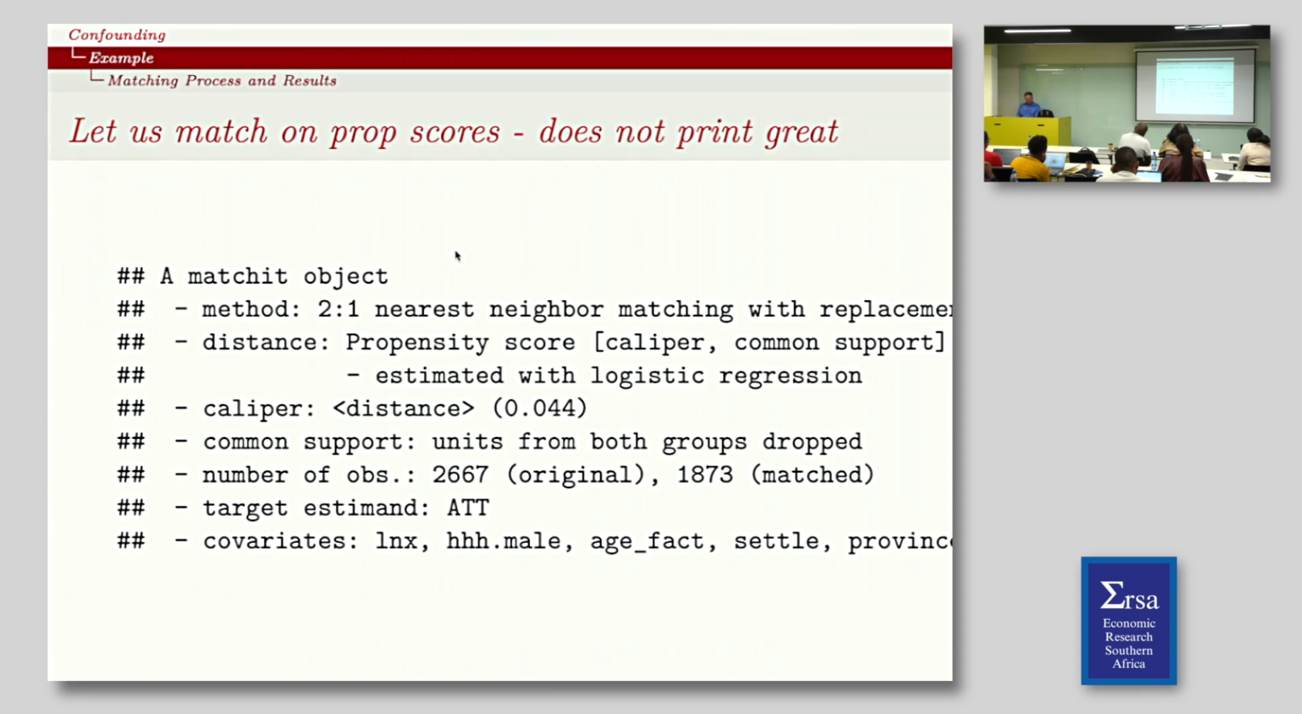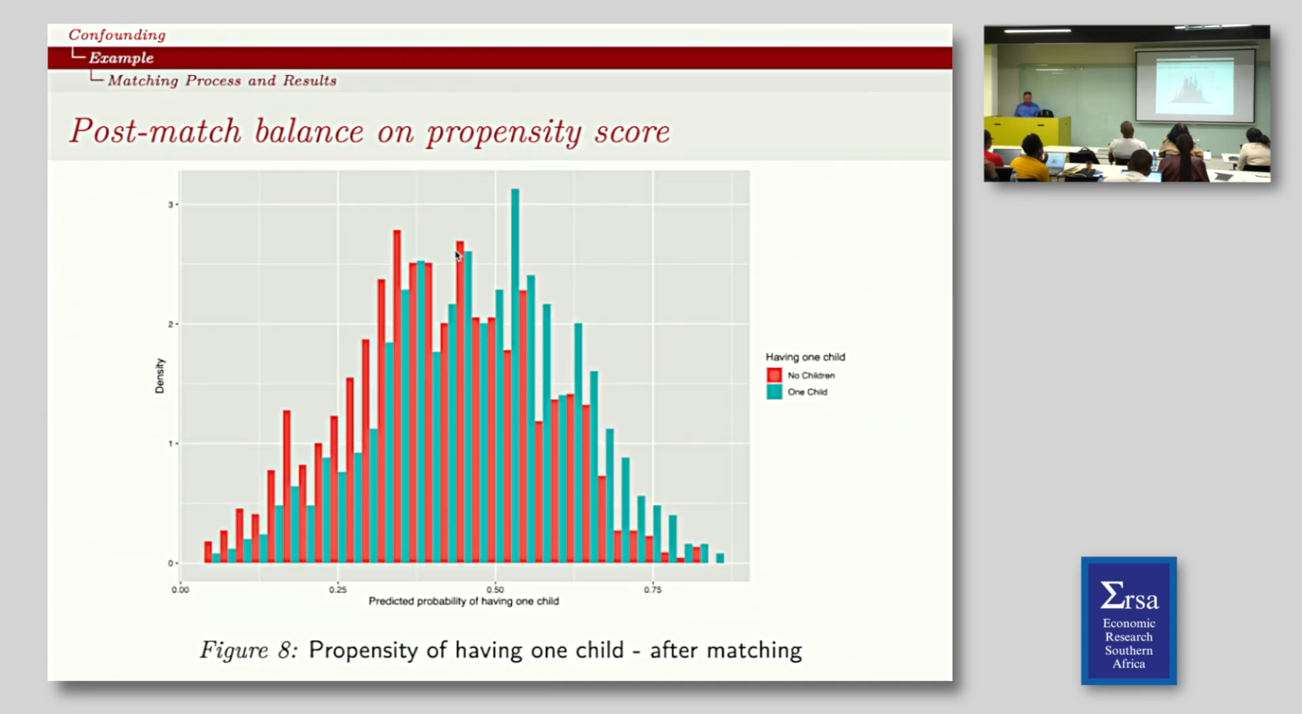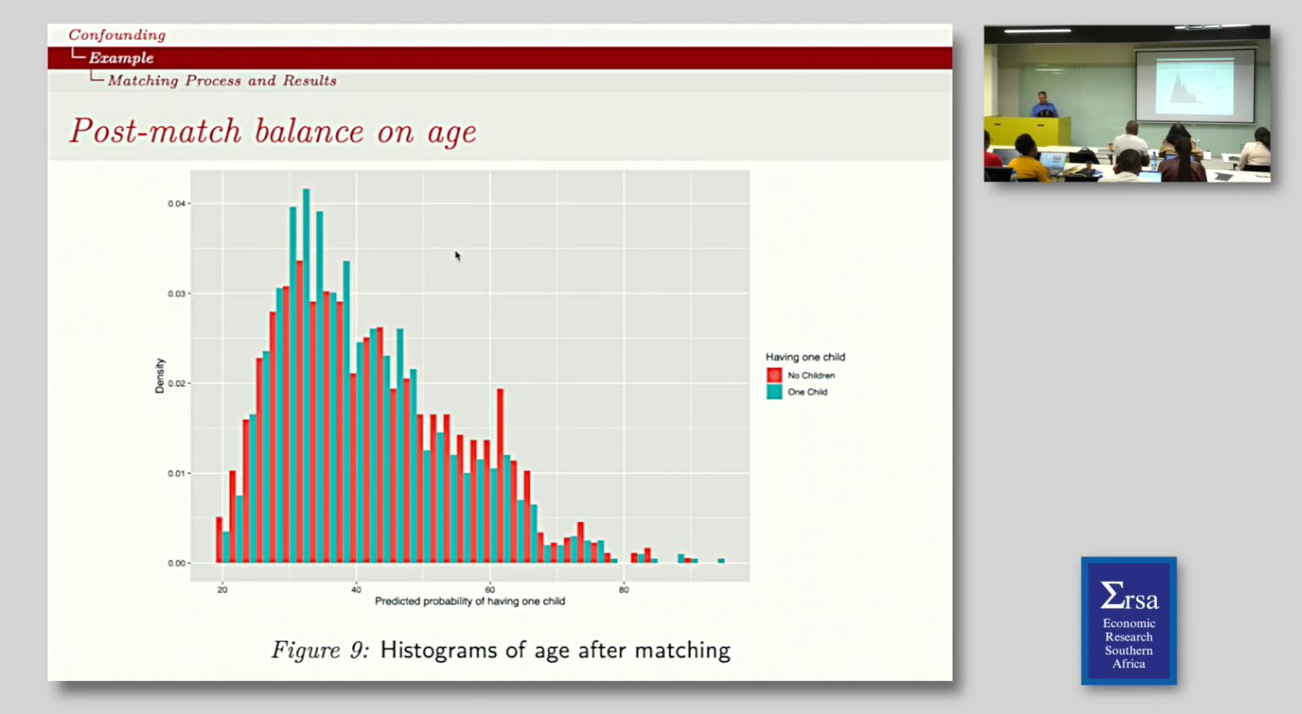Okay, so once I match, here's now my propensity score. There are still some differences, but not the kind of differences we saw earlier. So I've thrown out the outsides, and I've matched the households, so now there's a lot more similarity across the propensity scores than there was before. Same with age, lots more similarity than there was before.